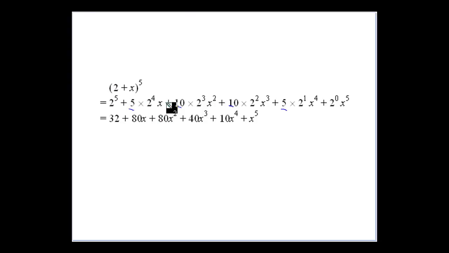Our first term goes down in its powers, that's 5 down to 0, and the second term goes up in terms of its powers, being multiplied by itself. And we've also got the multiplication factor of the line of Pascal's triangle.